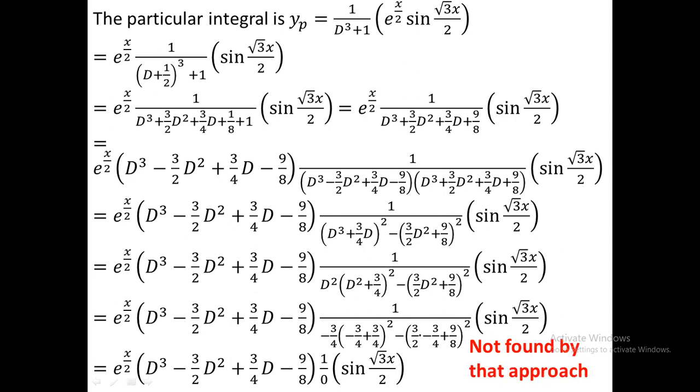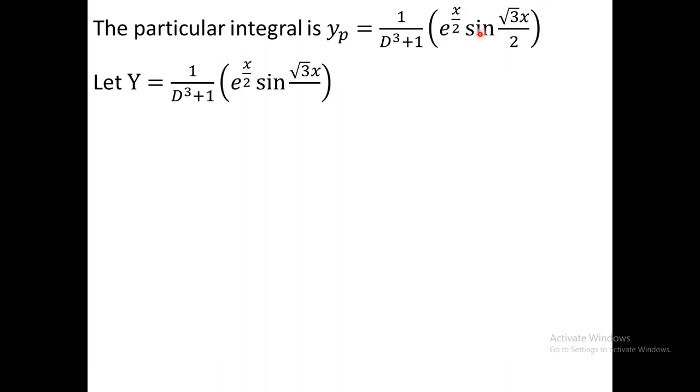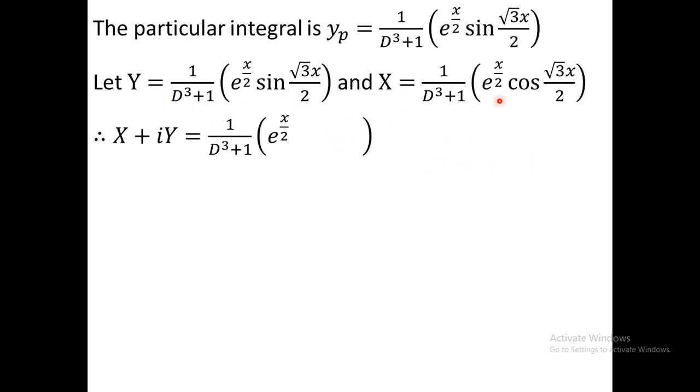So we have to find the particular integral in another approach. For that purpose we have to find the particular integral. You see that this is sine, therefore we have to take this as y, let capital Y equal to that, and x equal to the same, but there I take cos x. Therefore this will be x plus, now we consider x plus iy. X plus iy means this is x, plus i of that.